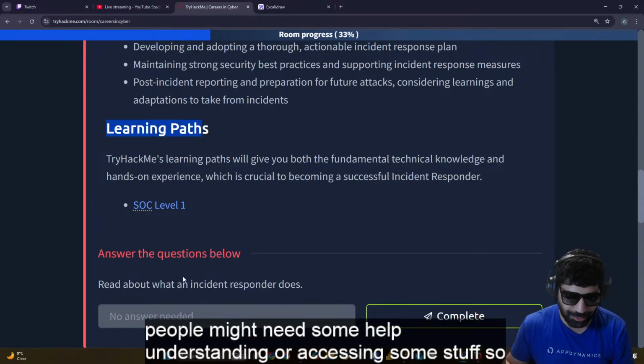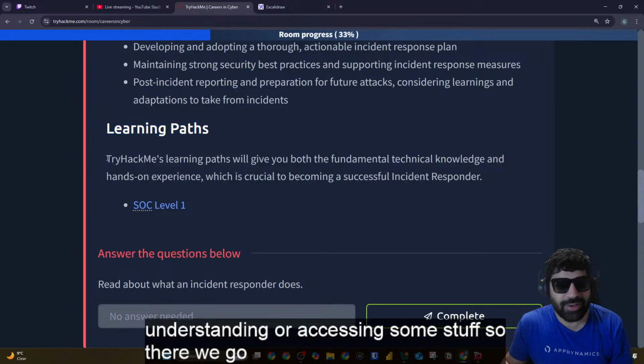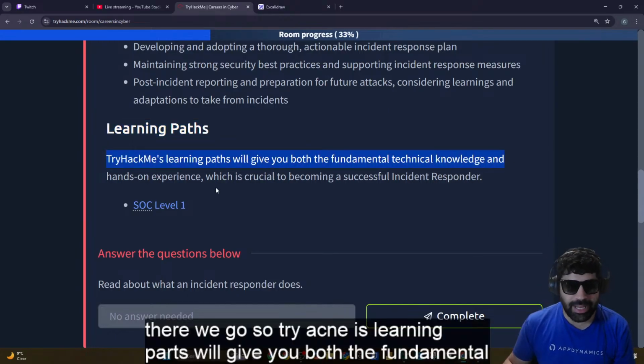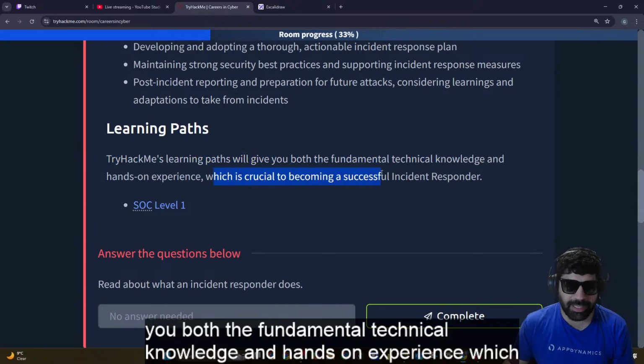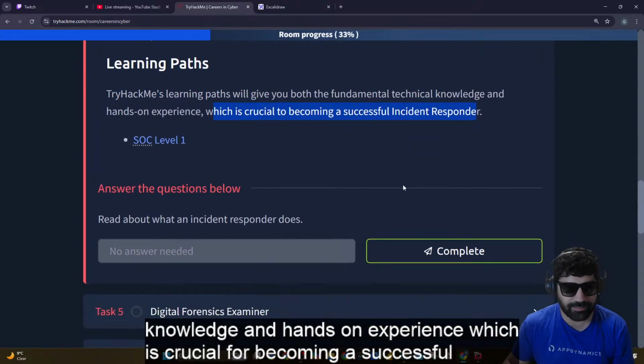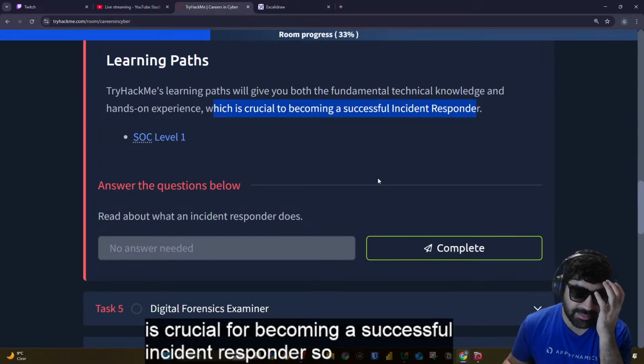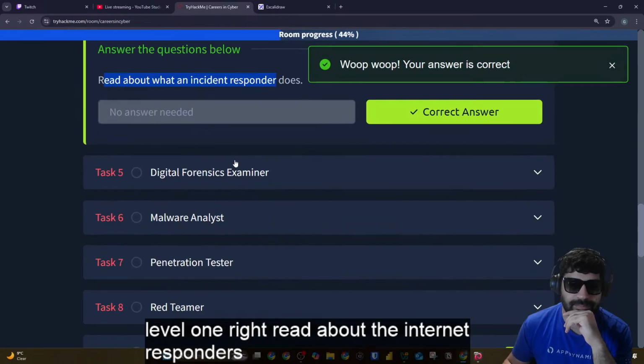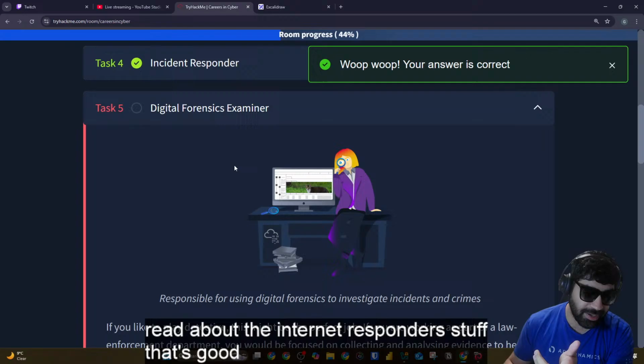So there we go. TryHackMe's learning paths will give you both the fundamental technical knowledge and hands-on experience, which is crucial for becoming a successful incident responder. So here we have SOC Level 1, right? Read about the incident responder stuff. That's good. So we have digital forensics here.